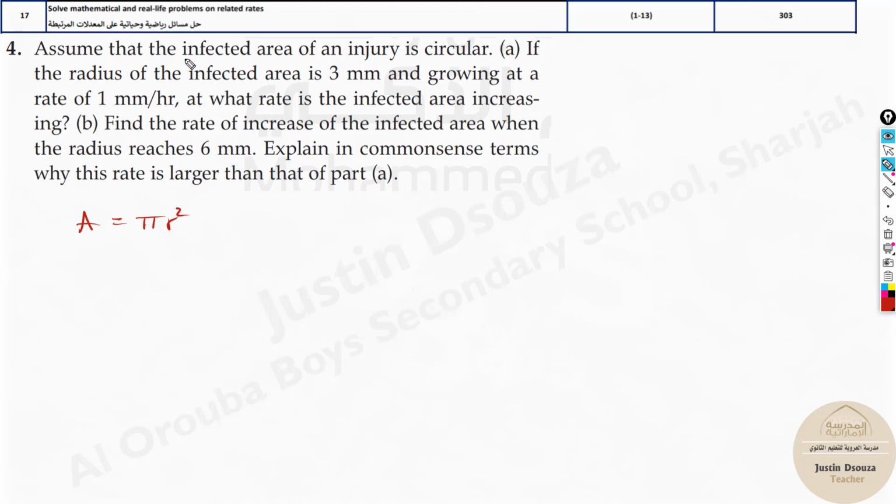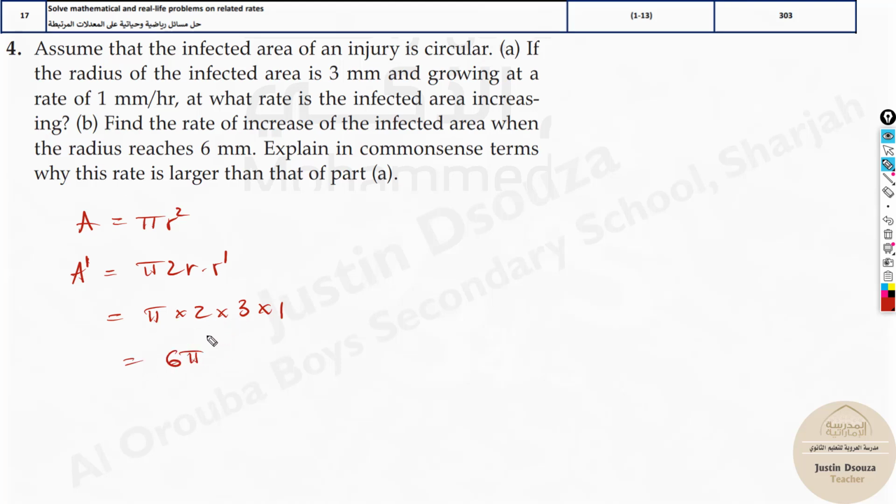Now I have been told over here, assume the infected area, if the radius is given and it's growing, what does that mean? That is, the rate of change of radius is given over here as 1 mm per hour, right? So first we need to find, what do we have to find? The rate of infected area increase. So we derive this: A dash equals pi into 2r into r dash. A dash is what we need to solve. It's very simple, in fact, because you just have pi into 2 into what is the radius? It's 3 times 1, because over here it's 1. Solve it up, it'll be 6 pi.